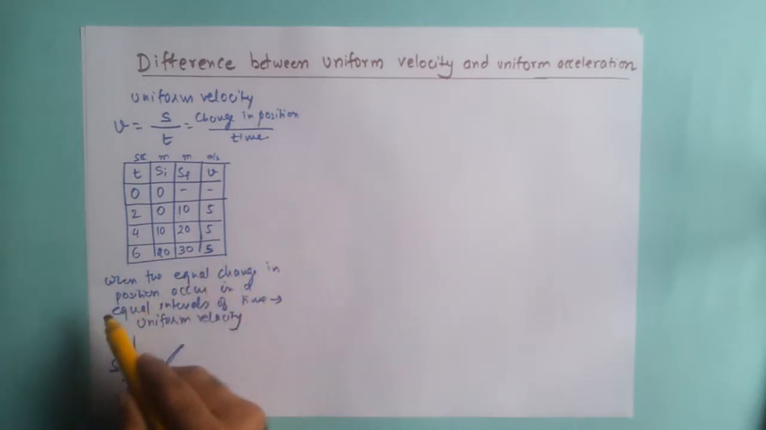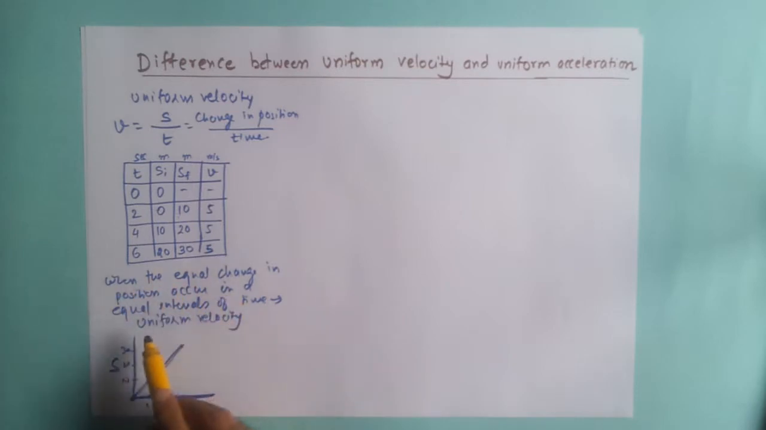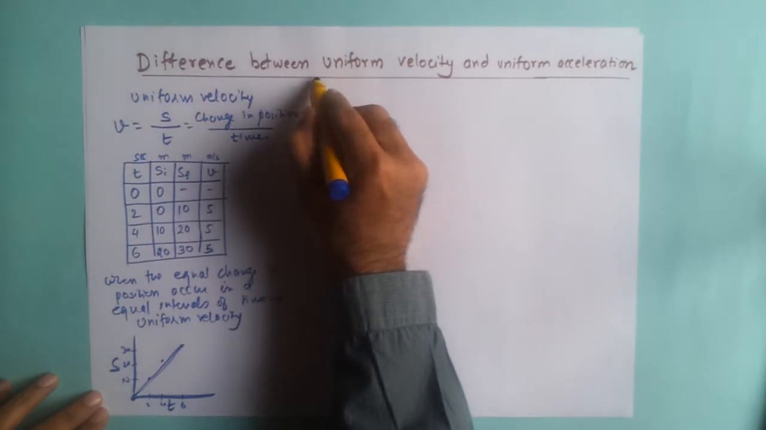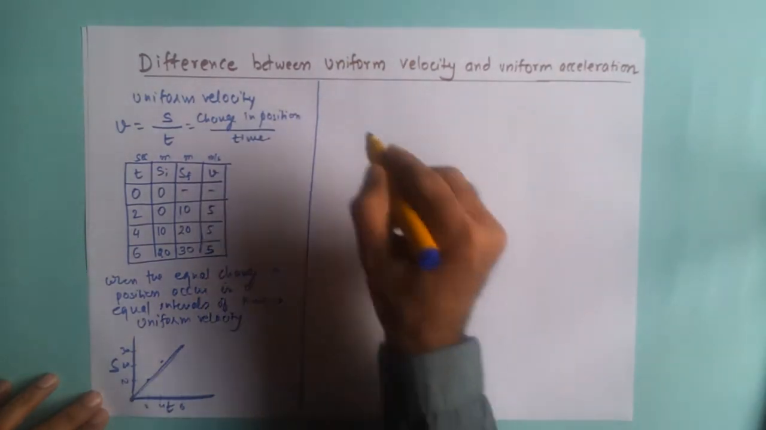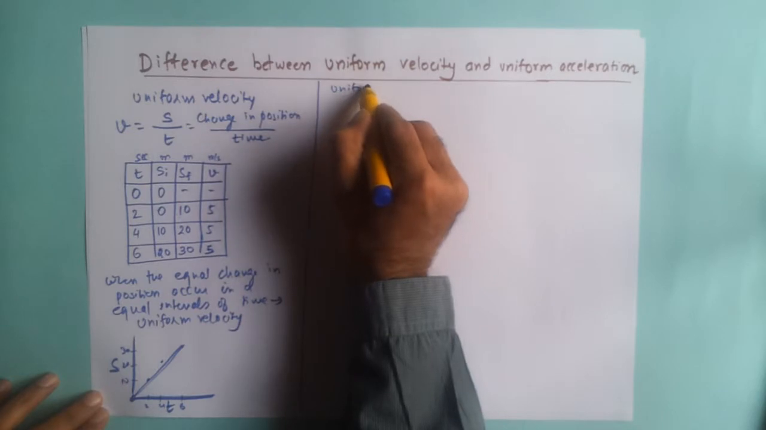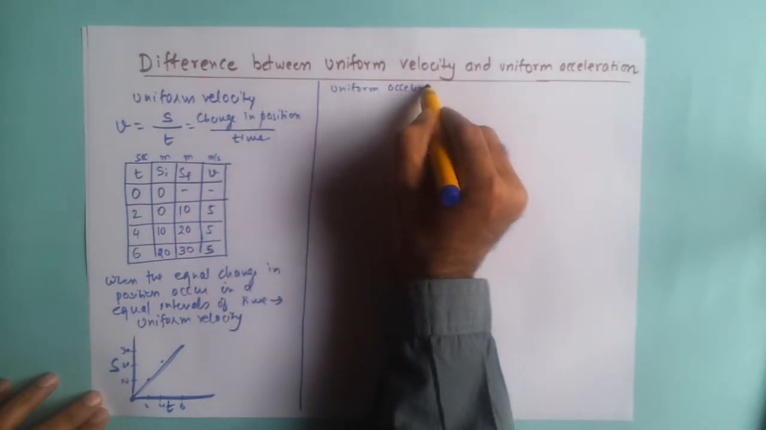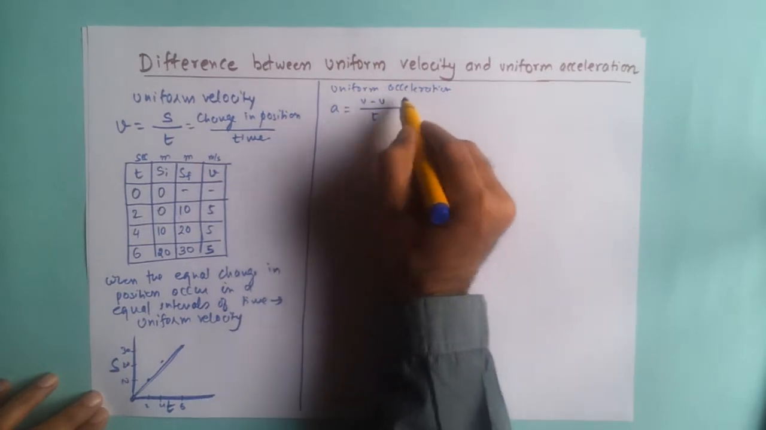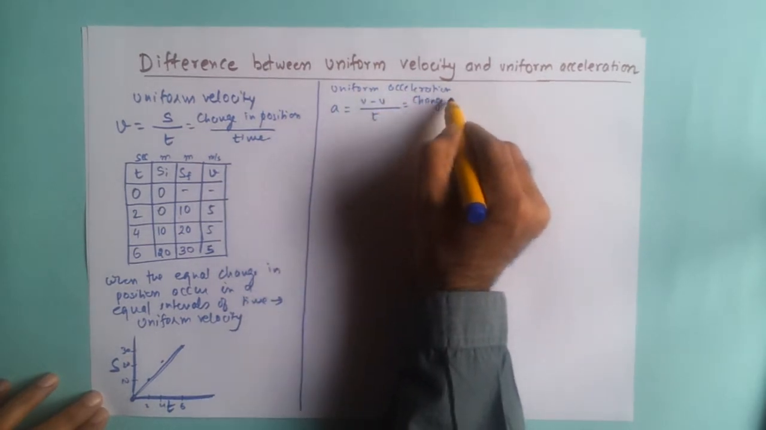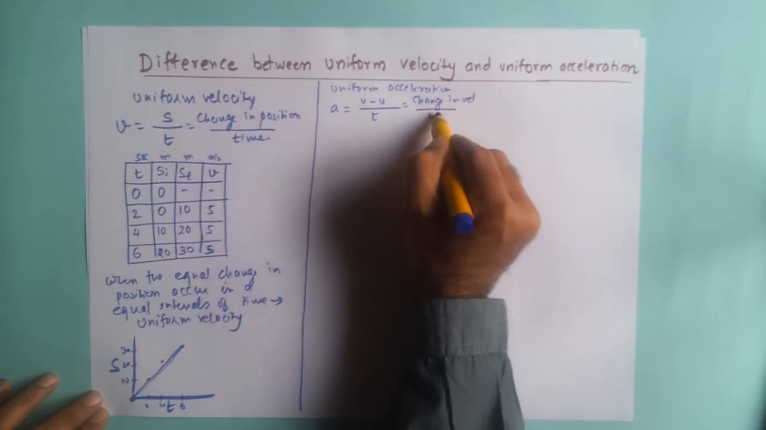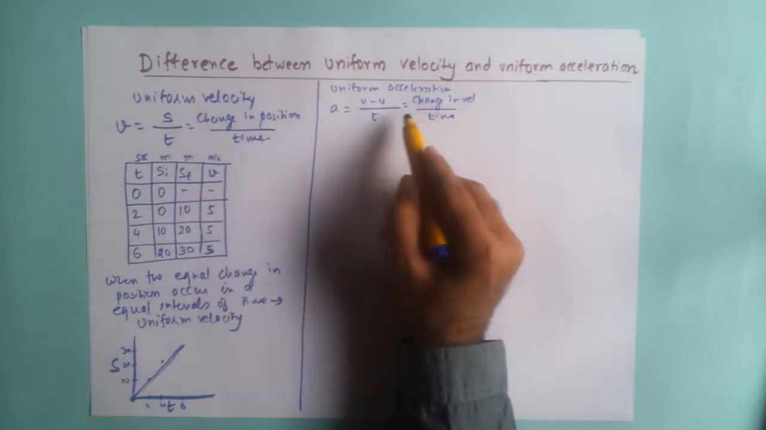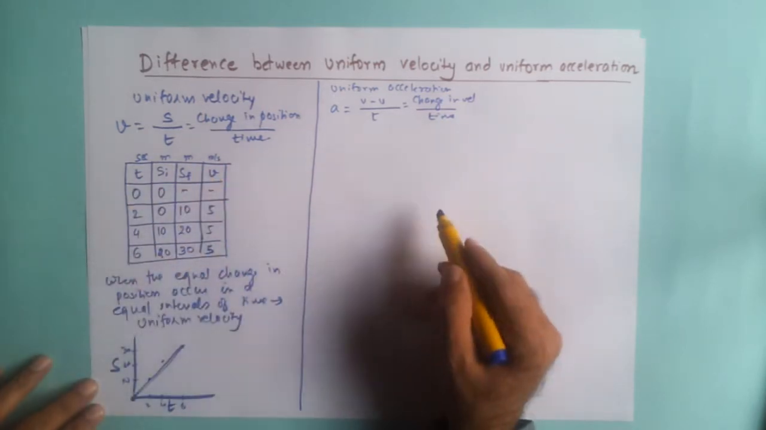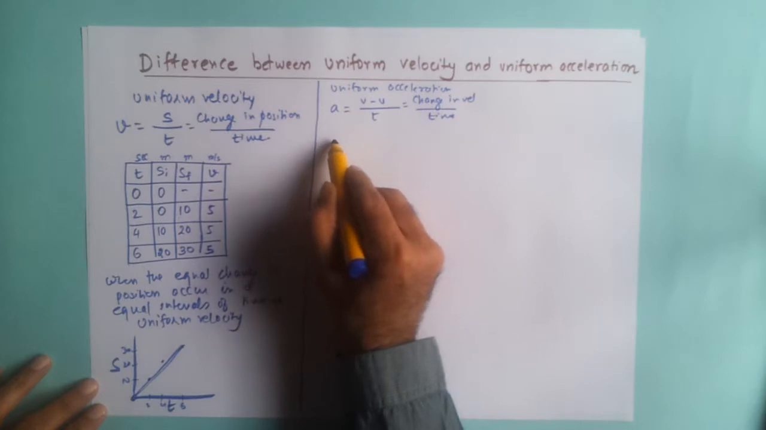To summarize, when equal changes in position or equal displacement occur in equal intervals of time, we say uniform velocity. Let us now try to get a hang of what we mean by uniform acceleration. Acceleration we know is v minus u upon t, that is, change in velocity upon time. Here we had change in position per time, but acceleration is change in velocity per time. So I'll do a similar exercise for this.